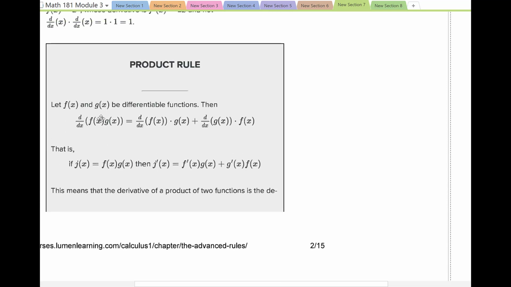It's our product rule, excuse me. If we're taking the derivative of a product, that derivative is going to be the derivative of the first factor times the second factor plus the derivative of the second factor times the first factor. In the other notation, with j of x for this joint function, we have f of x times g of x. The derivative of j of x is f prime of x times g of x plus g prime of x times f of x. So the derivative of the first times the second as regular, plus the derivative of the second times the first one as regular.